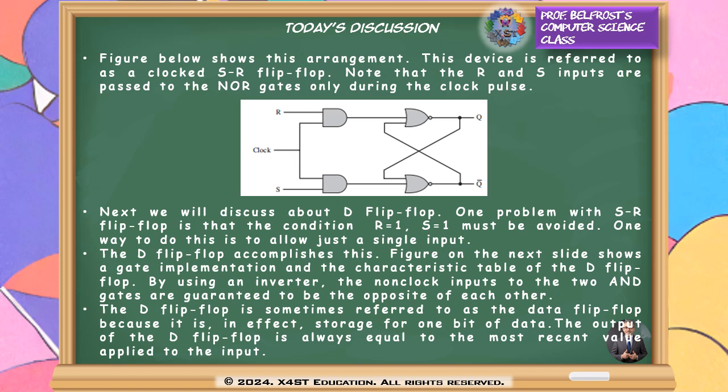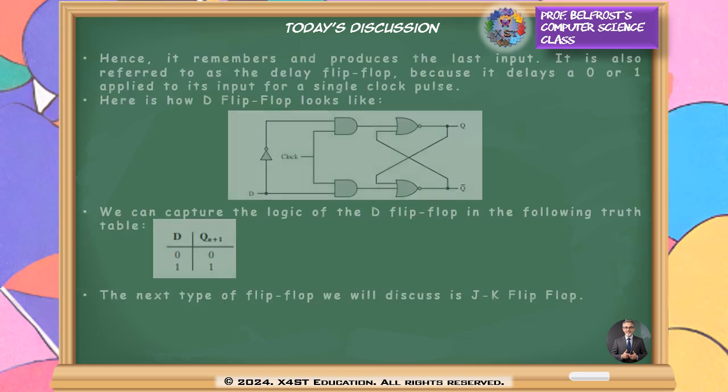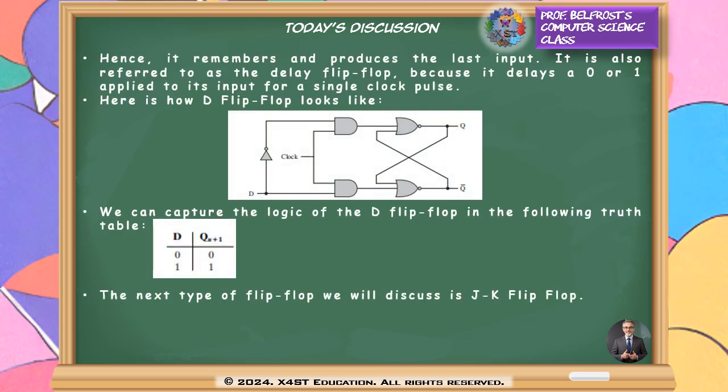And the output of the D flip-flop is always equal to the most recent value applied to the input. Please see the figure. Hence it remembers the last input. It's also referred to as the delay flip-flop because it delays a 0 or 1 applied to its input for a single clock pulse. Here we can capture the logic of the D flip-flop by using the following truth table. Whenever D equals 0, the next state will be 0, and whenever D equals 1, the next state will be 1.